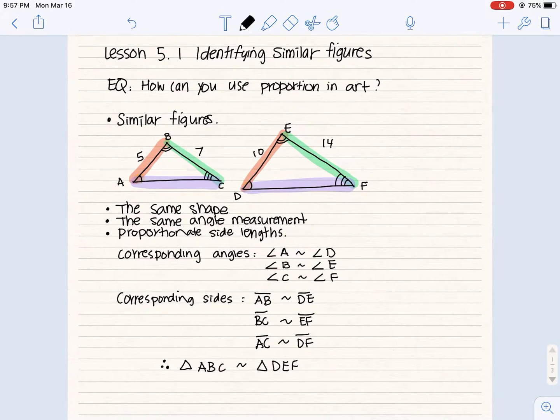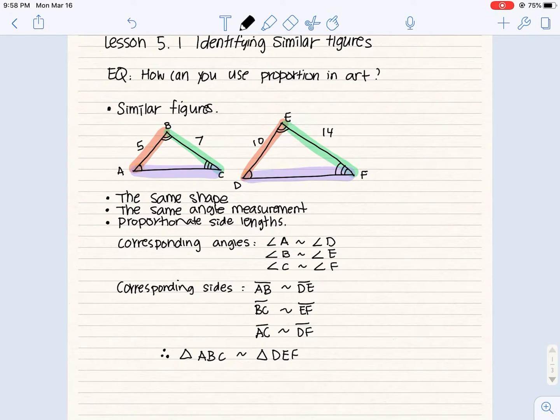So corresponding angles are marked with different numbers of lines. Angle A and angle D are going to be corresponding. In other words, they are going to be the same in angle measurement. And the little wave sign indicates that they correspond or they are the same. Angle B and angle E are also the same. Angle C and angle F are also the same.